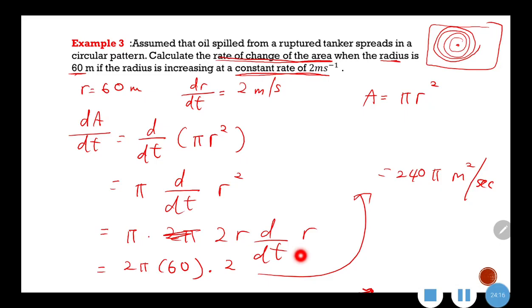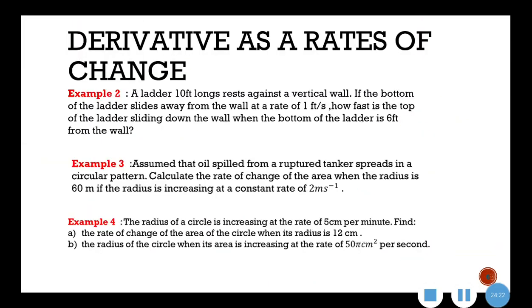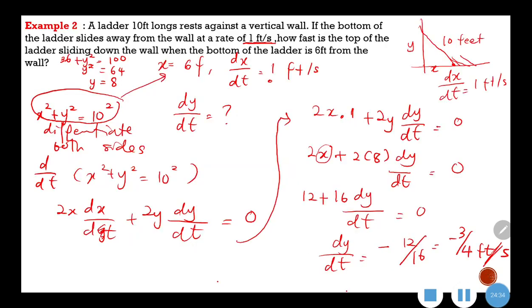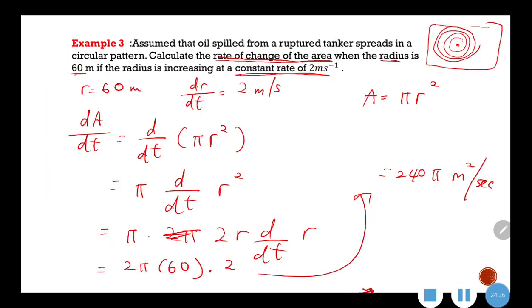Now I want you to do example 4, where the answer is 120 pi for A and for B is 5 cm. This follows exactly the same method as example 3, I guess.